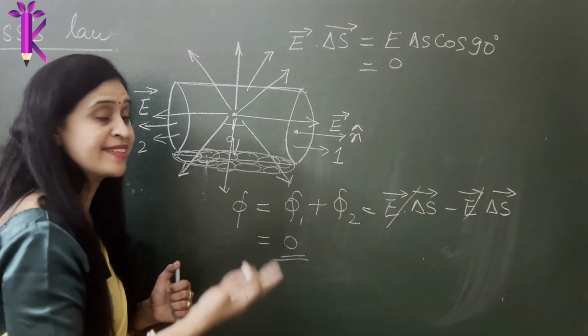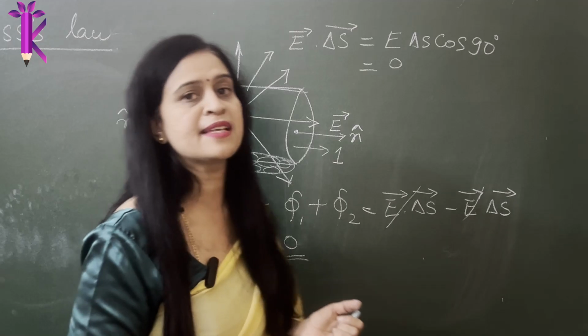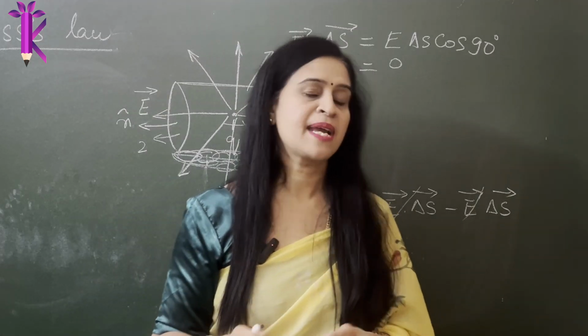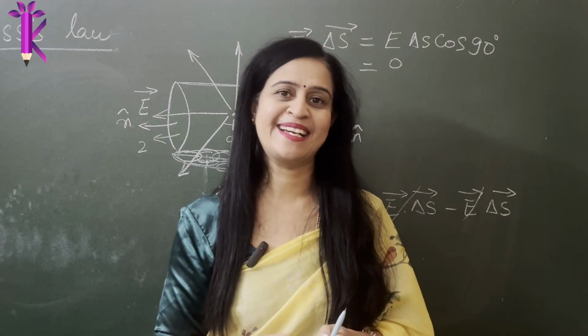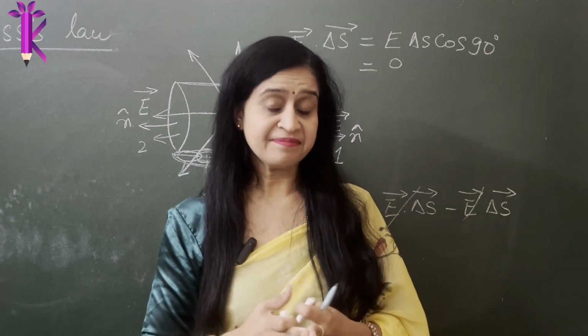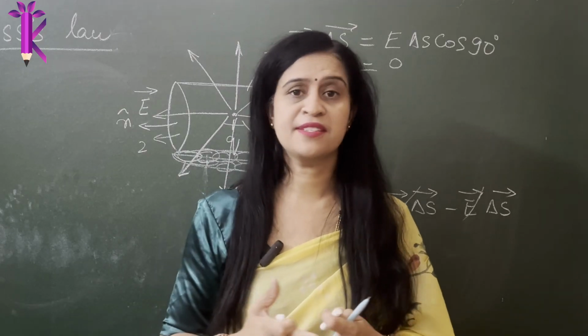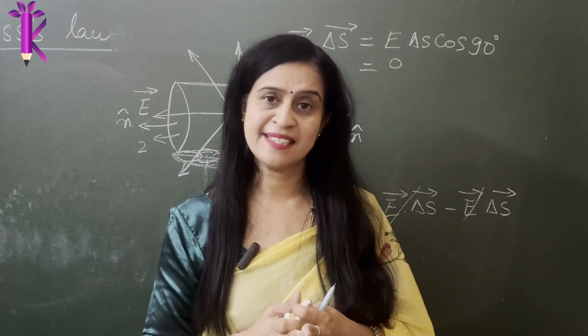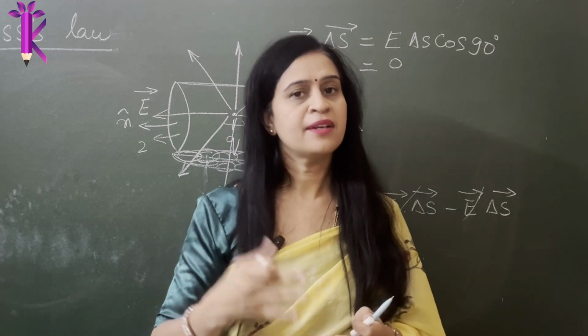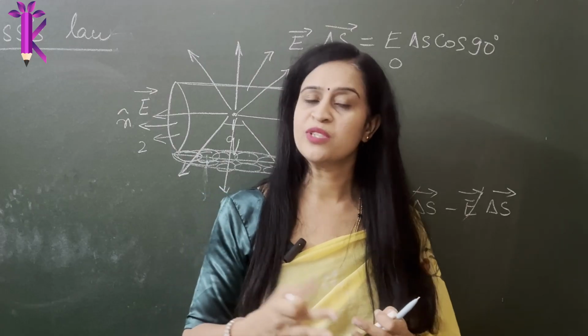Depending on the symmetry and the shape of the Gaussian surface that you select, you will end up calculating the electric flux through a surface. I hope it was clear. If you have any doubts, we can discuss it further. You can leave comments and I'm more than happy to answer.